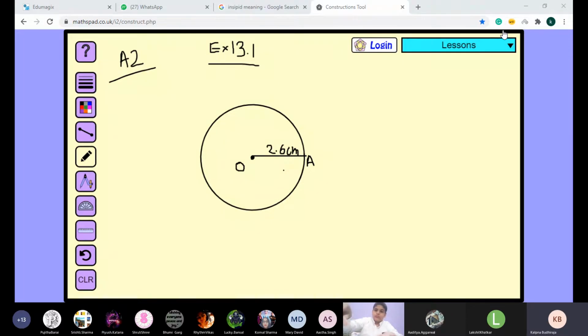Yes, Diya, tell me. Ma'am, yesterday also I did not get my math book. So, ma'am, the question is 2.6 only, right? The question is 2.6. No, ma'am, radius to draw. Yes, radius. The radius is 2.6, beta. Okay. Ma'am, I have done.